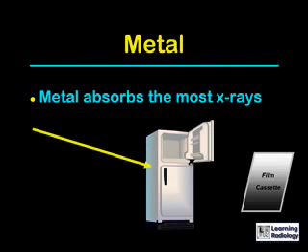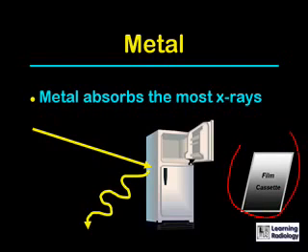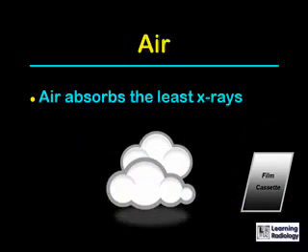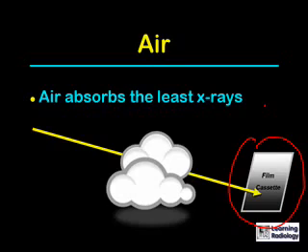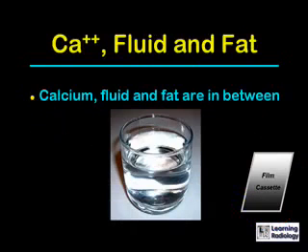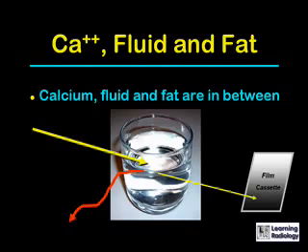Metal absorbs the most X-rays, and very few of them reach the film cassette. Air, on the other hand, absorbs the least X-rays, so most will reach the film cassette and be able to darken it. Calcium, fluid and fat are somewhere in between, so some are absorbed, some are transmitted, and they produce varying densities on the film cassette.